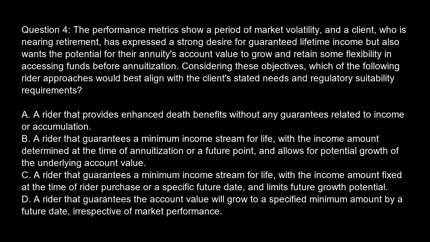Option B. A rider that guarantees a minimum income stream for life, with the income amount determined at the time of annuitization or a future point, and allows for potential growth of the underlying account value. Option C. A rider that guarantees a minimum income stream for life, with the income amount fixed at the time of rider purchase or a specific future date, and limits future growth potential. Option D. A rider that guarantees the account value will grow to a specified minimum amount by a future date, irrespective of market performance.